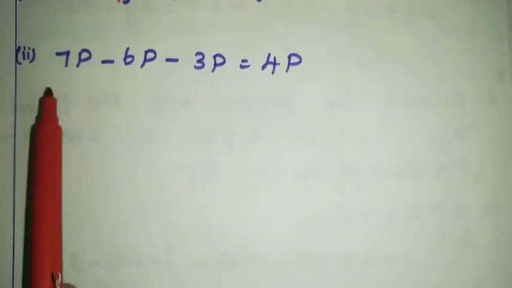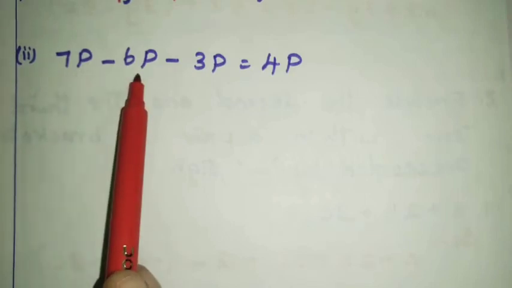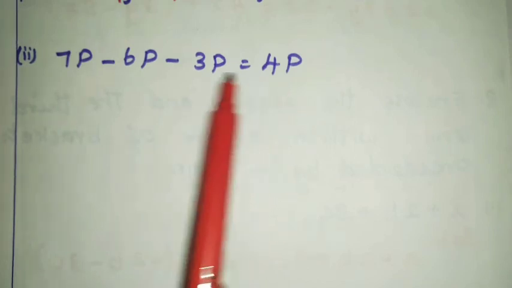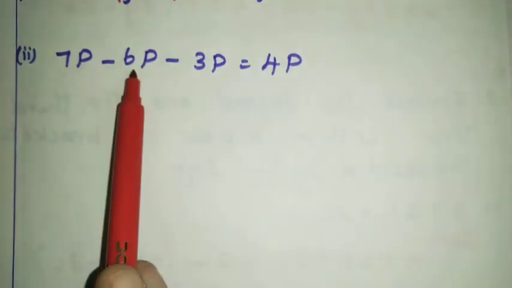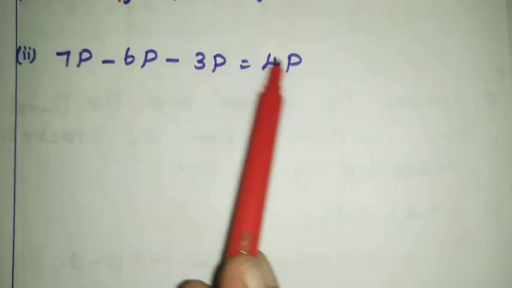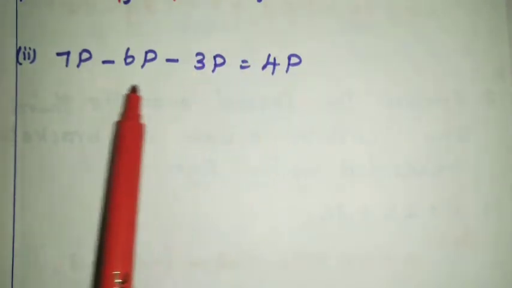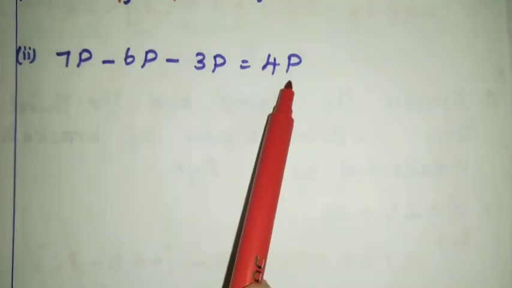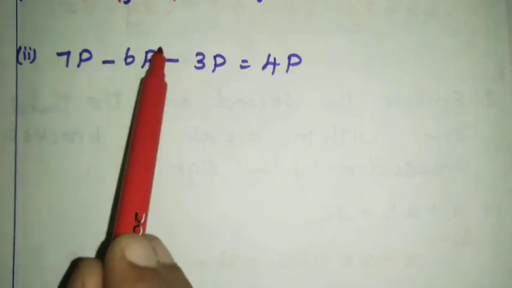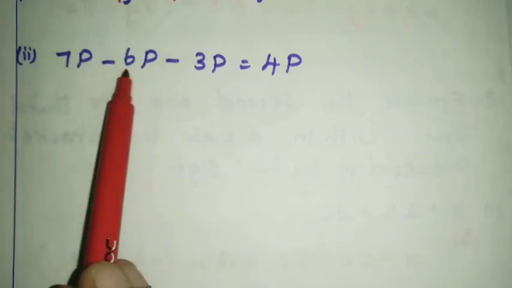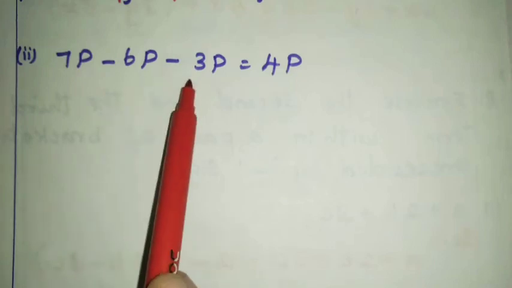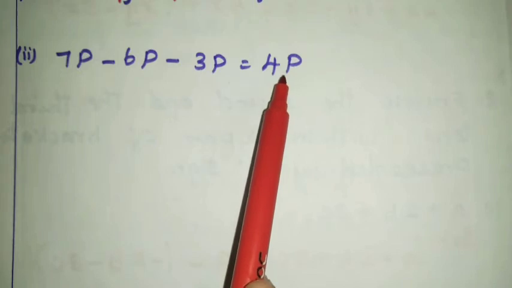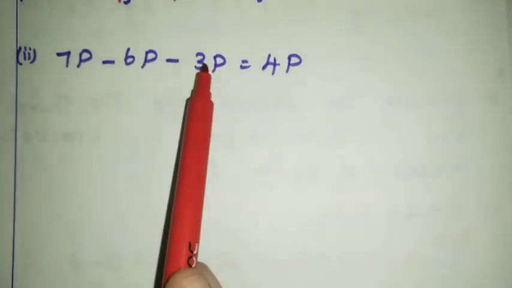Next question number 2. 7p minus 6p minus 3p, which is equal to 4p. So here the LHS is 7p minus 6p minus 3p and the RHS is 4p. Here we have to enclose any two terms. We must get the value as 4p. So here suppose I enclose first and second term. That is 7 minus 6 is 1. 1 minus 3 is minus 2. But here the value is 4p. So here enclose second and third term.